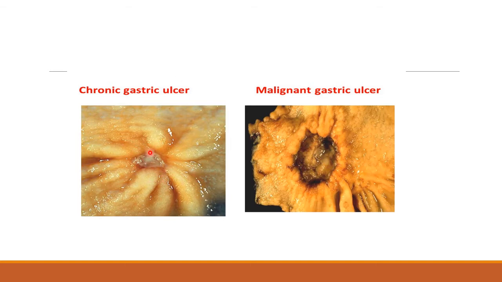So this is the gross picture of the benign and malignant ulcer. These are small, regular, that show the radiating mucosal folds, and there may be presence of the hemorrhagic plaque. Whereas these malignant ulcers are large, irregular, and there is interrupted mucosal folds, and there may be presence of necrotic base. So this is the gross picture.